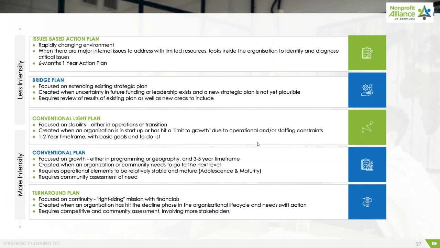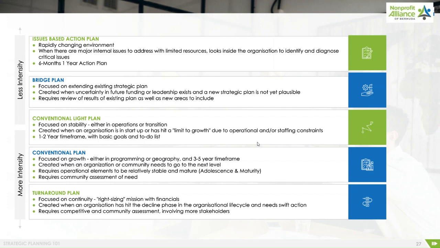A conventional plan is a standard way of doing planning. It focuses on growth, either in programming or geography, and generally spans across a 3 to 5 year time frame. So that's not the planning process. That's the time that the plan will be put in place by the organization. It's created when an organization or community needs to go to the next level. It requires operational elements to be relatively stable and mature, and usually organizations are in the adolescence to maturity phase during this process. And it requires community assessment of need.